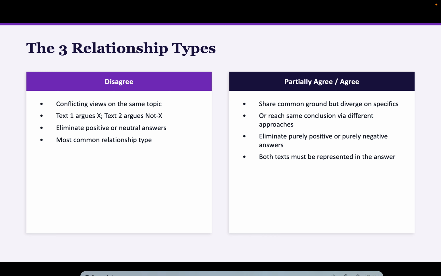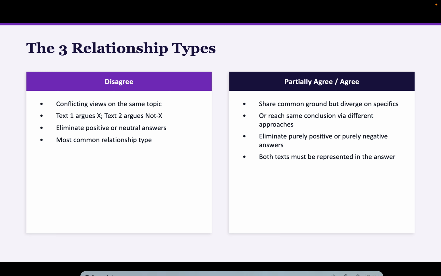Now, a more rare type is actually when they partially agree or agree. A full agreement is honestly really rare. I remember seeing one passage where they had a speech from someone from the suffrage movement all the way back in the 1920s, and then the second passage was a modern author reacting to that speech in passage one, and talking about the legacy of that speech or the impact that speech had.